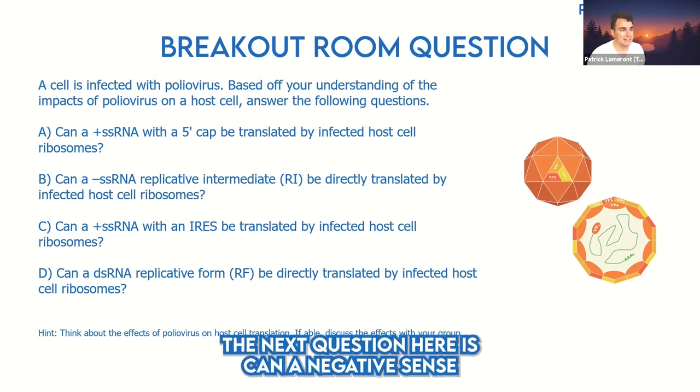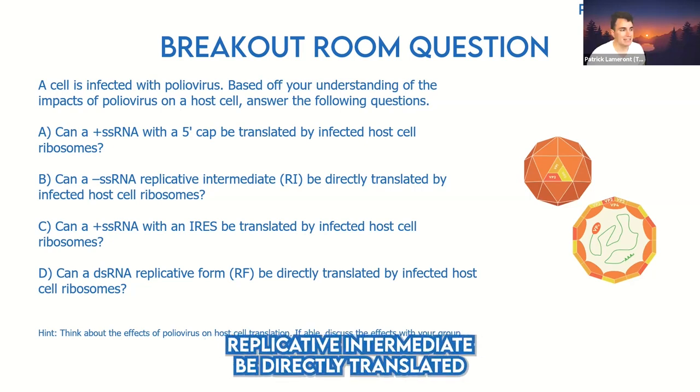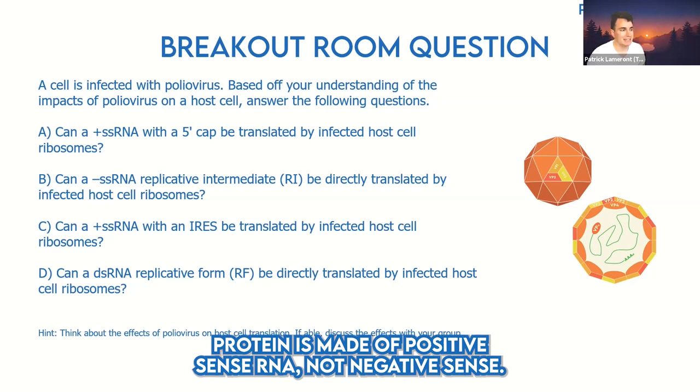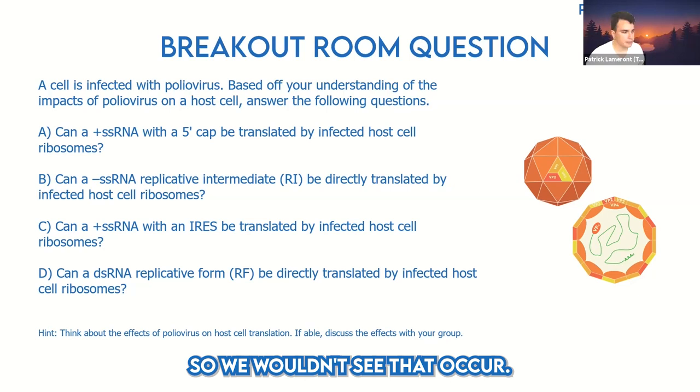The next question here is, can a negative sense replicative intermediate be directly translated by the infected host cell ribosomes? So the answer to that one is also no. And the reason for that is because mRNA that gets translated into protein is made of positive sense RNA, not negative sense. So we wouldn't see that occur.